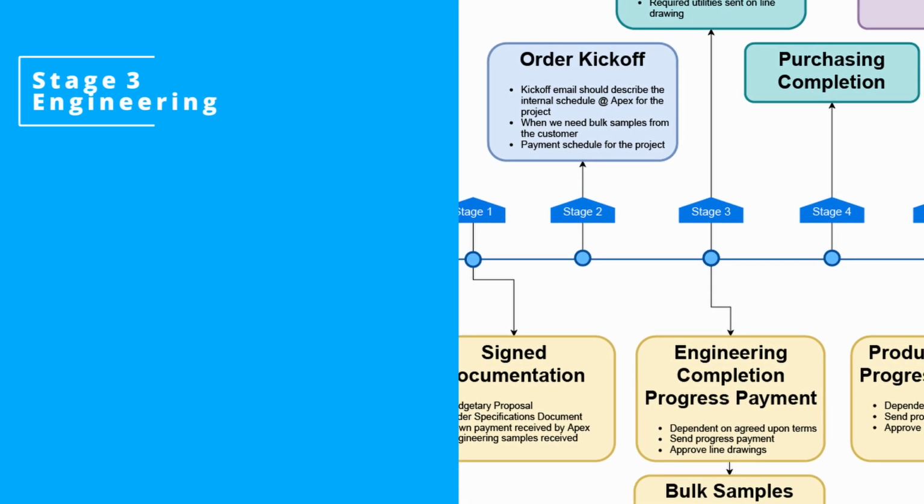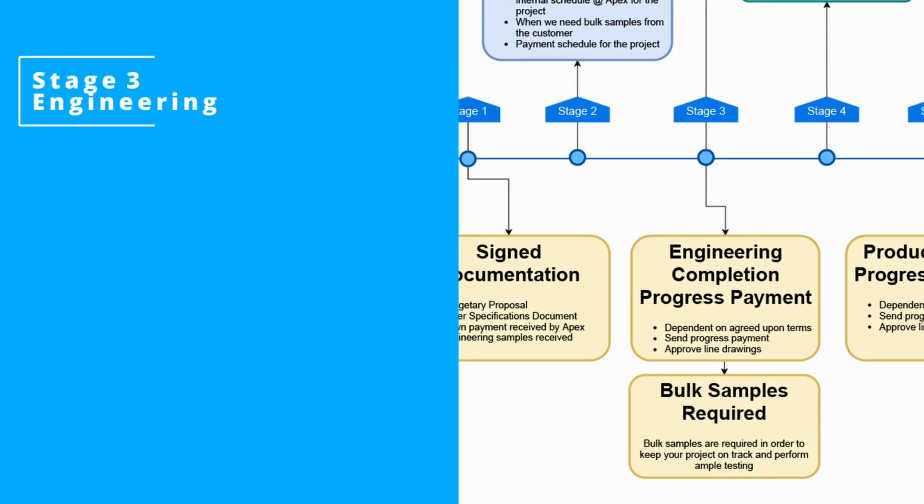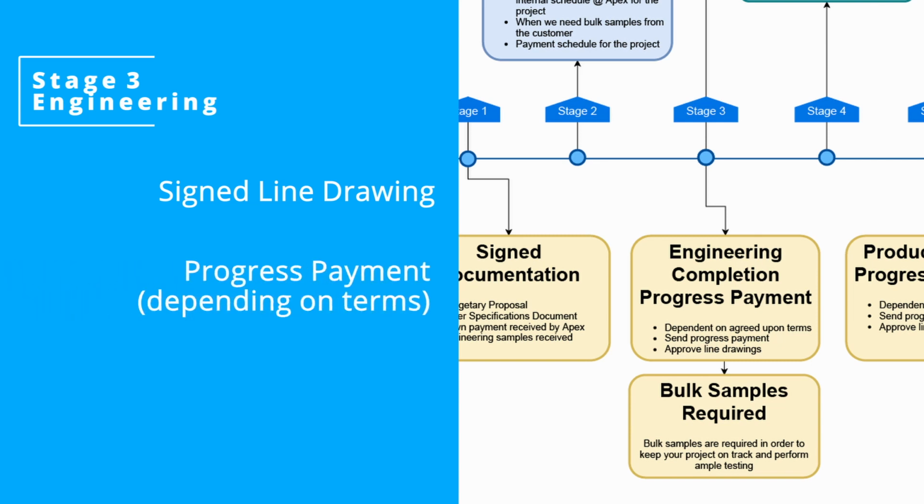Next, your job goes to engineering. Here they will design your equipment and develop a line drawing. Before the job can move to the next step, we will need your approval of the drawing, your next progress payment if applicable to your agreed upon payment terms, and your bulk testing samples.